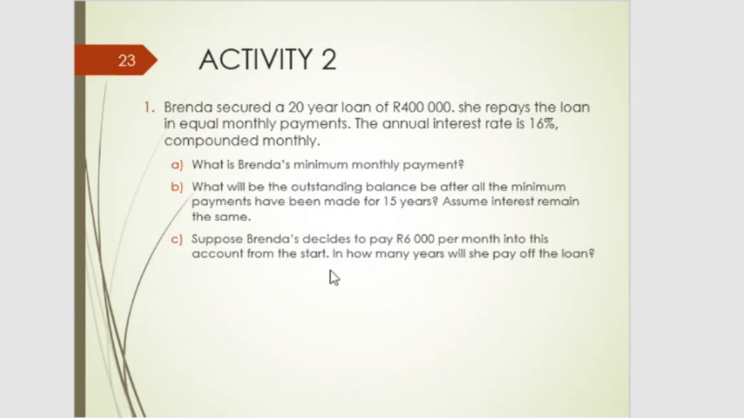Brenda secured a 20-year loan of 400,000. Then she repays the loan in equal monthly payments. The annual interest rate is 16% compounded monthly.